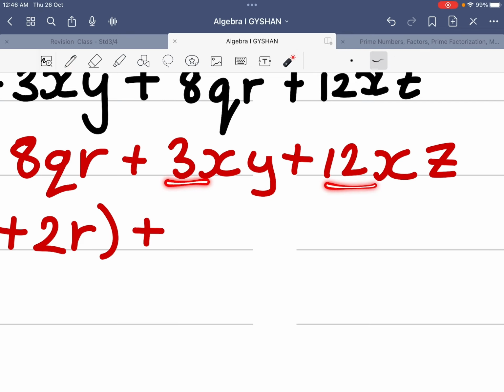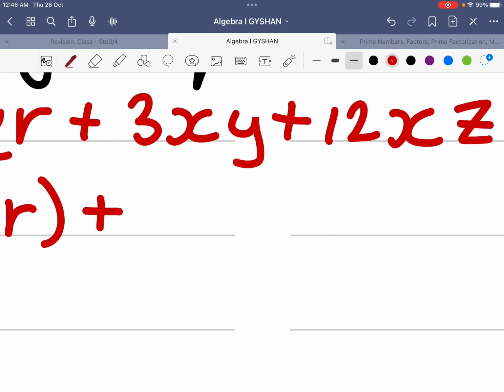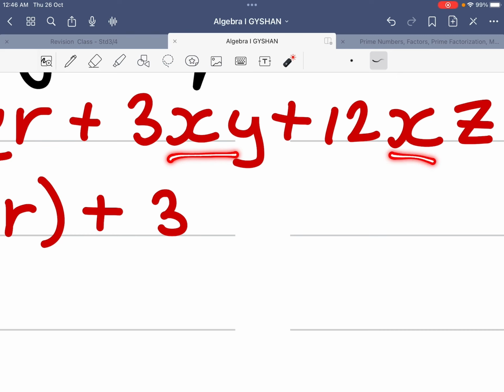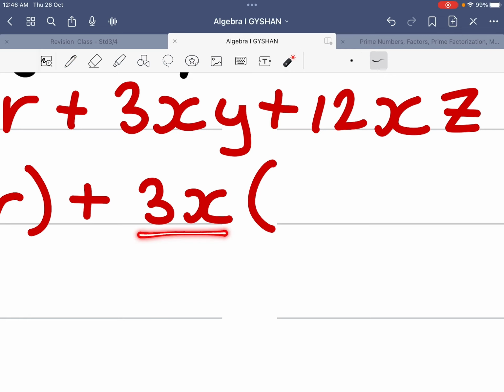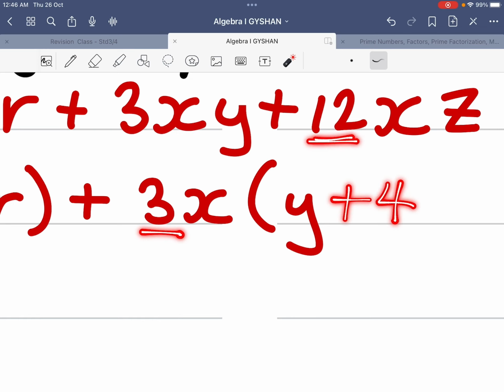3 can go into both 3 and 12. X can go into both XY and XC. So we can multiply this by Y to get back the original expression. 3 times 4 will give you 12.